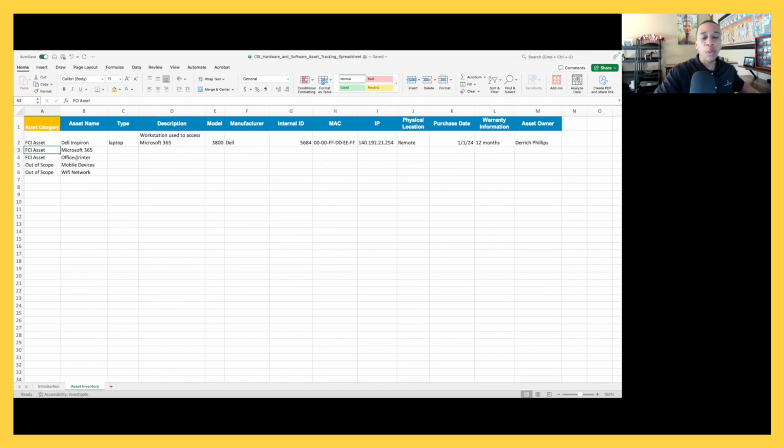Office printer, if you're printing out FCI, then it is processing and potentially storing FCI. And mobile devices, if we're not allowing mobile devices, they're not accessing any FCI, you mark those as out of scope. Next, the guest Wi-Fi network, we're also categorizing that out of scope because no FCI is being processed, stored, or transmitted on the guest Wi-Fi network.